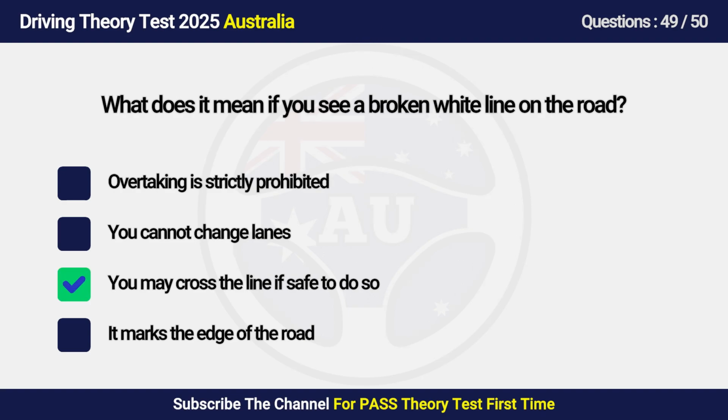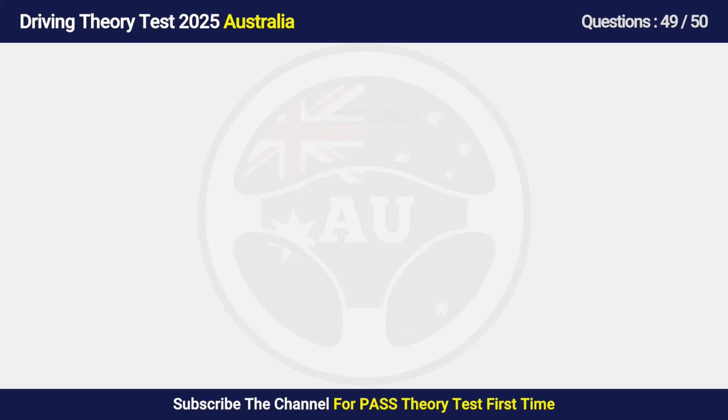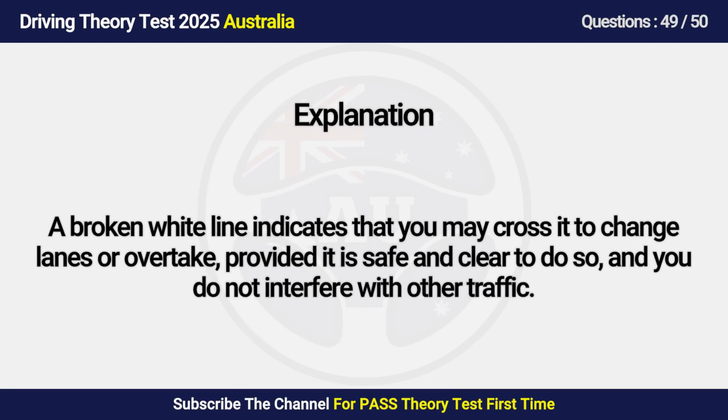Answer is C. You may cross the line if safe to do so. A broken white line indicates that you may cross it to change lanes or overtake, provided it is safe and clear to do so, and you do not interfere with other traffic.